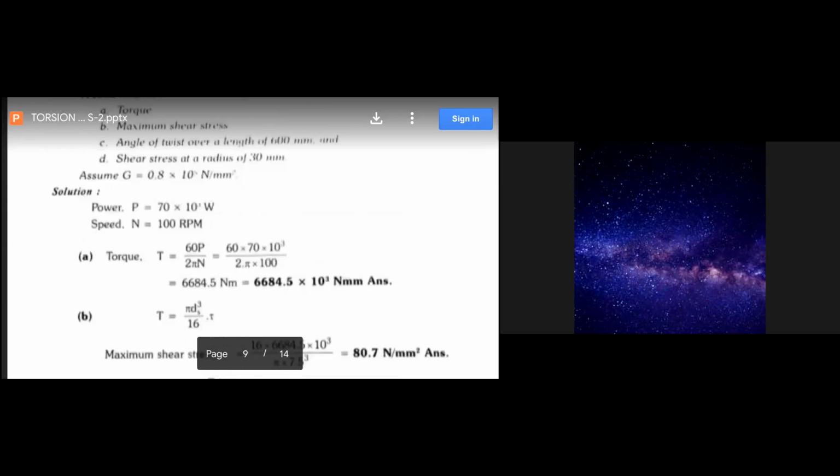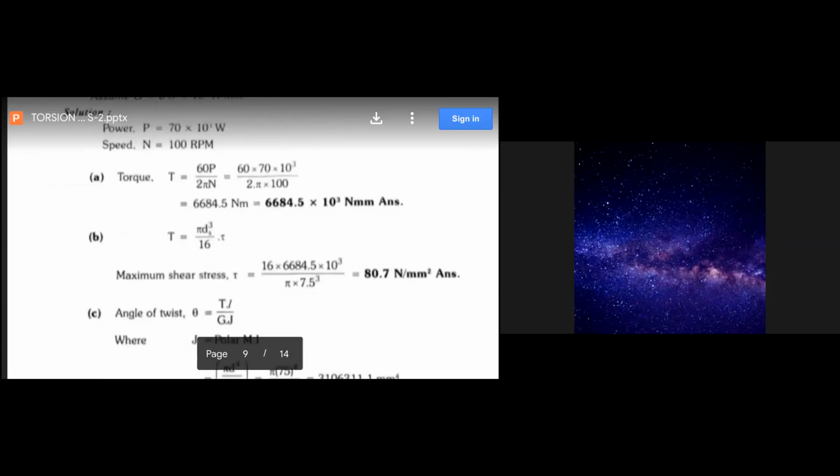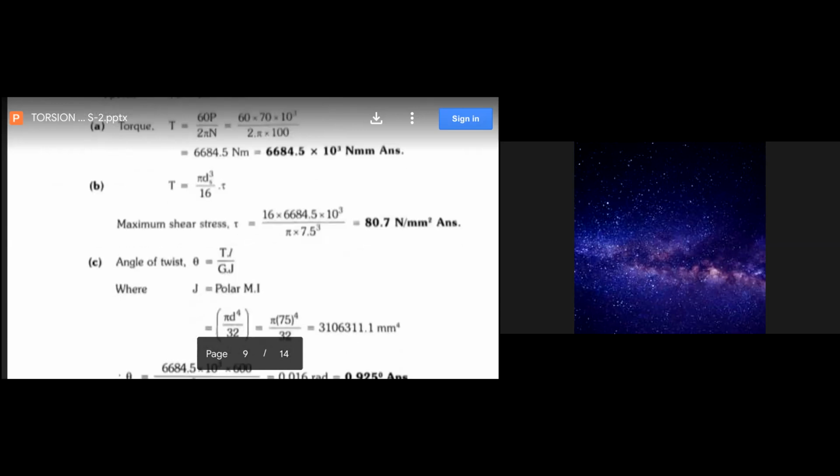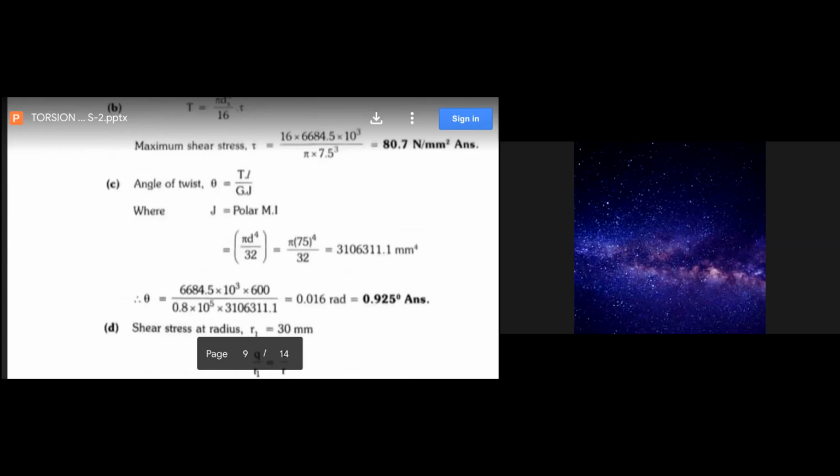And what is the third bit? Angle of twist over a length of 600. So the length of the shaft is 600. For angle of twist, we know that T by J is equal to G theta by L. From that, theta is the angle of twist, theta is equal to T L by G J, where J is the polar moment of inertia. For a solid shaft, polar moment of inertia is equal to pi d power 4 by 32. So first we have to find the J value, that is pi into 75 power 4 by 32. We will get the J value.